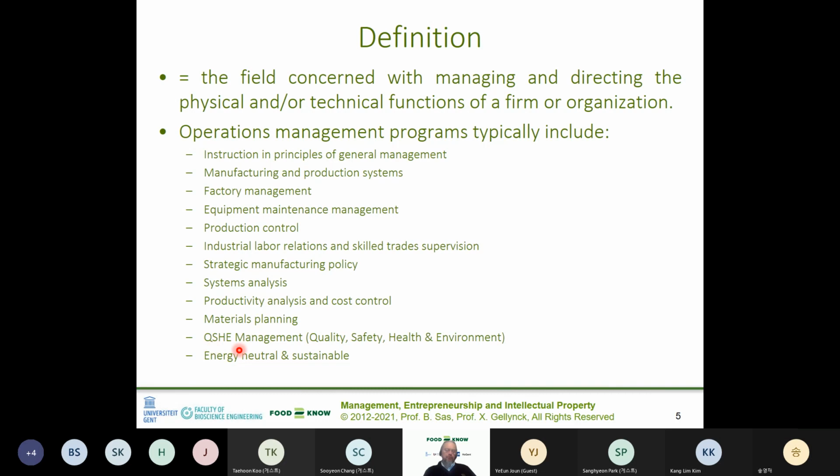And then new aspects or more modern aspects is QC management, so quality, safety, health, and environment, all embedded in one manager. And then it's very important to be as energy neutral and as sustainable as possible.